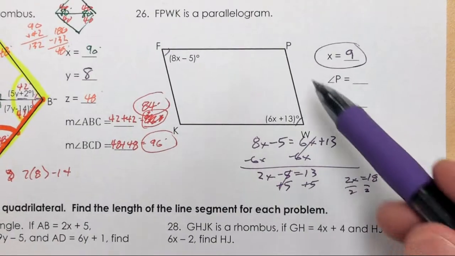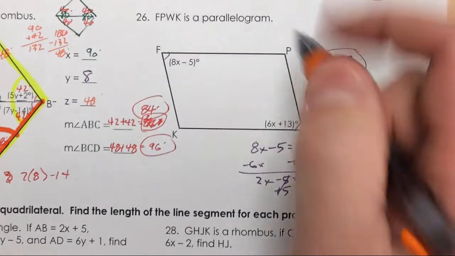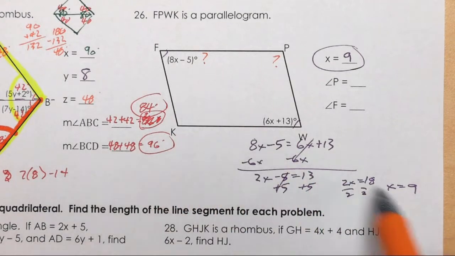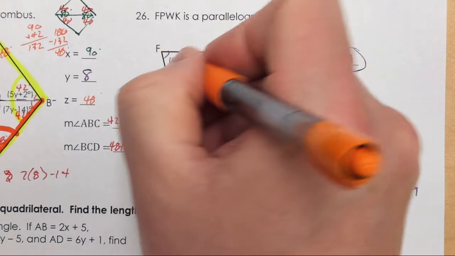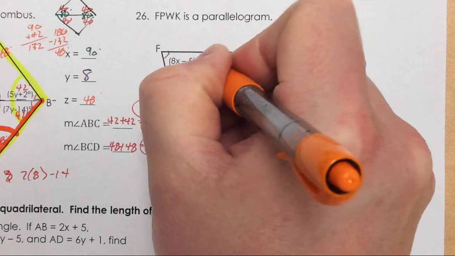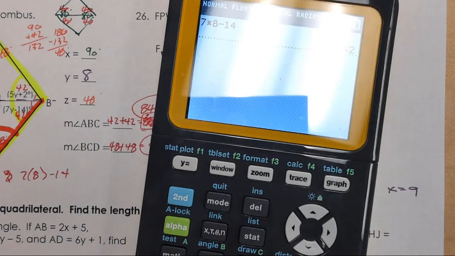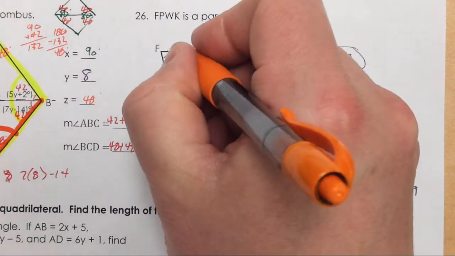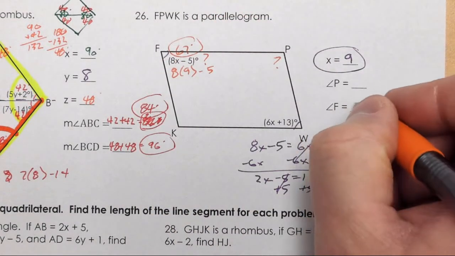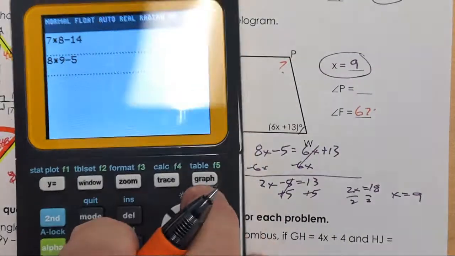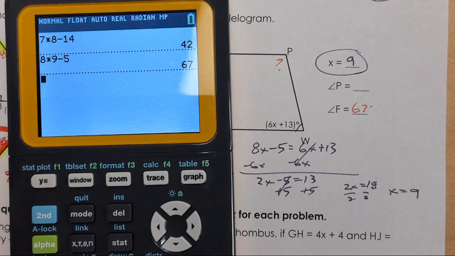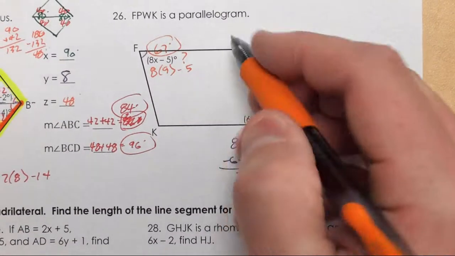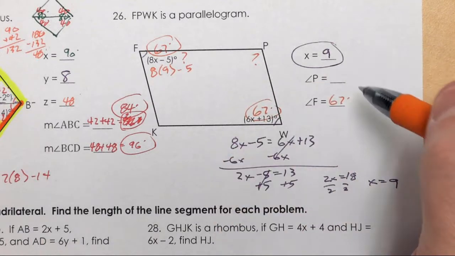And then now it wants us to find angle P and angle F. Well, of those two, angle F would be a lot easier because I know what x is. It's 9. So we're going to do 8 times 9 minus 5. So if I do 8 times 9 minus 5, I get a 67-degree angle. If you do the same thing down here for angle W, what is that? 6 times 9 plus 13, also get 67. So again, we know that x must be correct then.